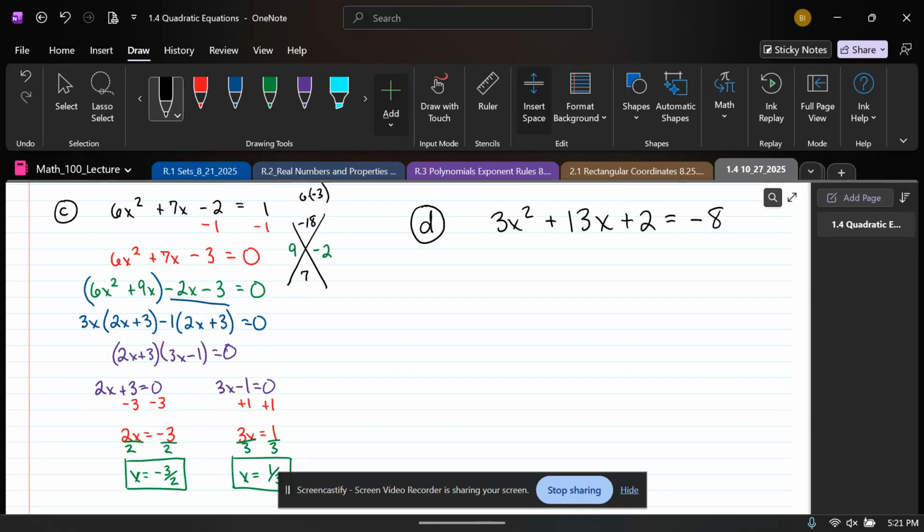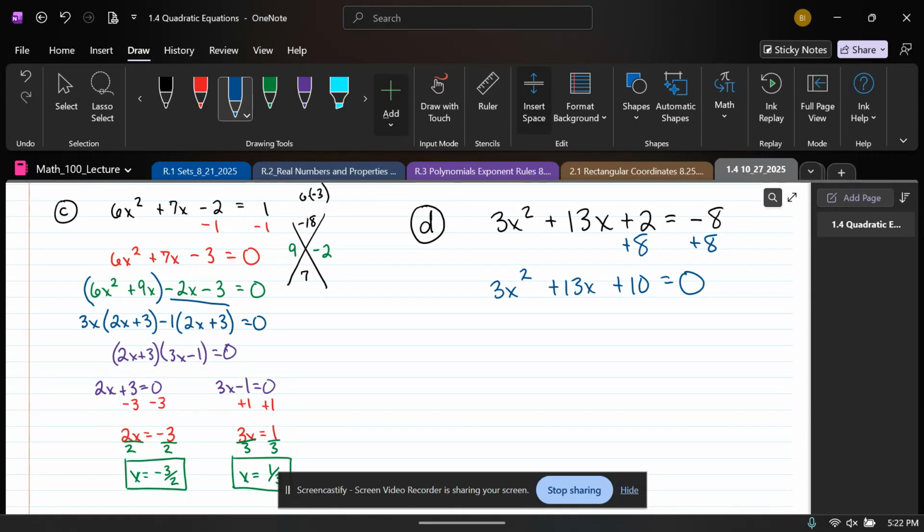We got one that again has a number in front of the x squared and it is not equal to 0 yet. So the first step is to get it equal to 0. So what do you do to get it equal to 0? Add 8. So move this 8 over there with its like term. And it's in descending order: 3x squared plus 13x plus 10 is equal to 0.